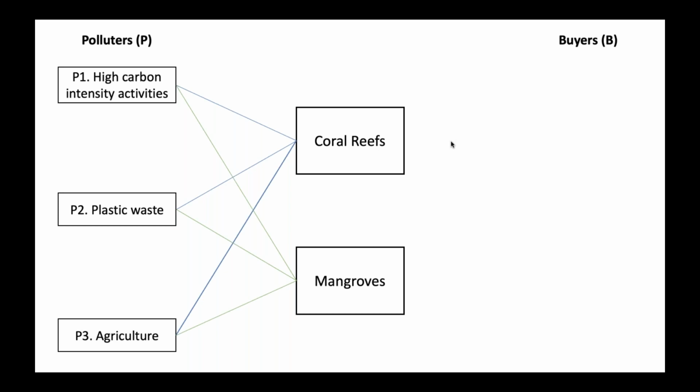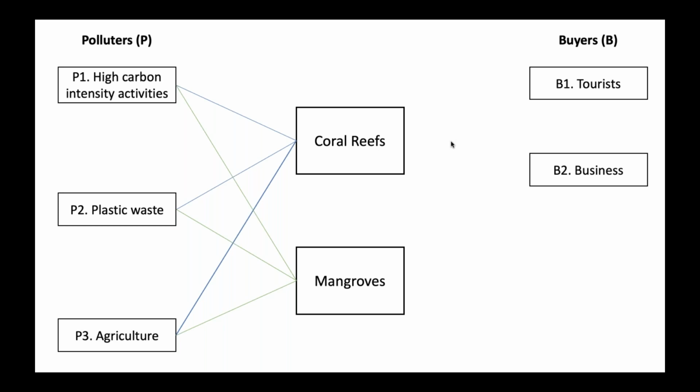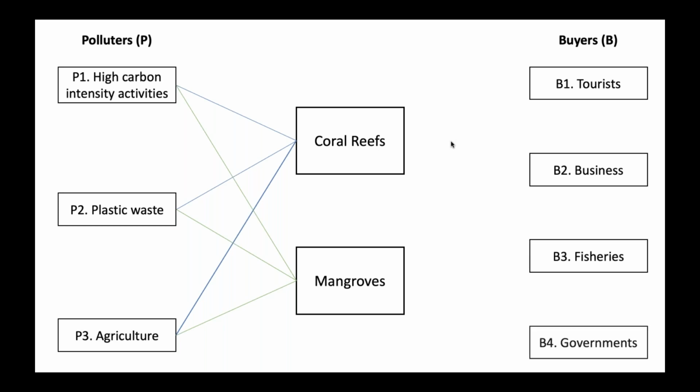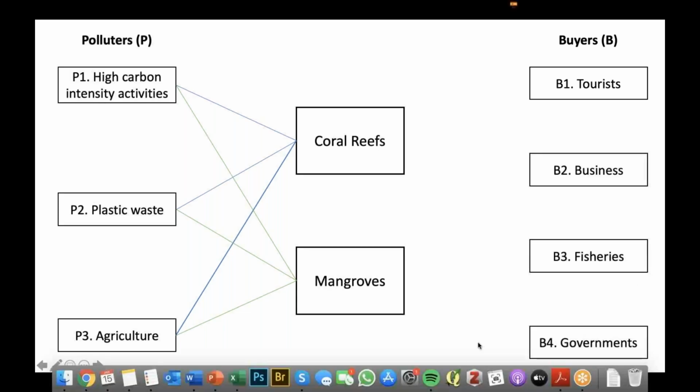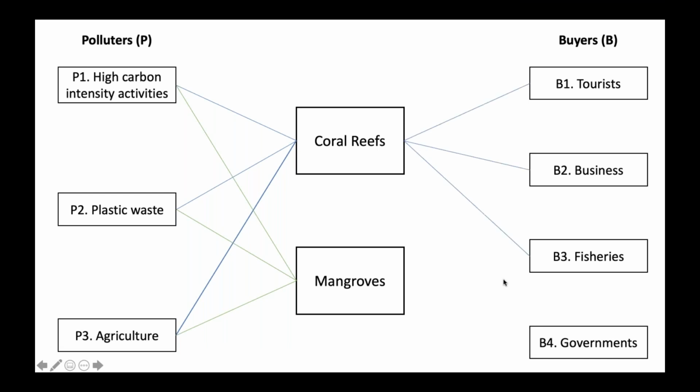On the other side, you have buyers, and the buyers are who benefit from these services. And as I was saying before, you have tourists, some businesses, fisheries, and even governments. So coral reefs provide services to all of these three, and mangroves also to all of these three.